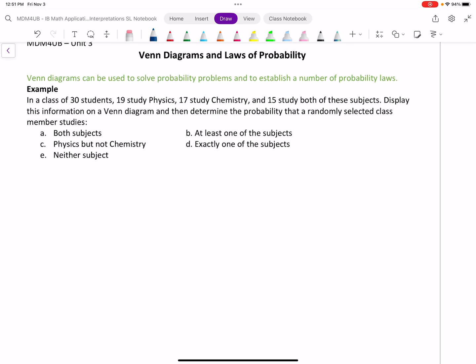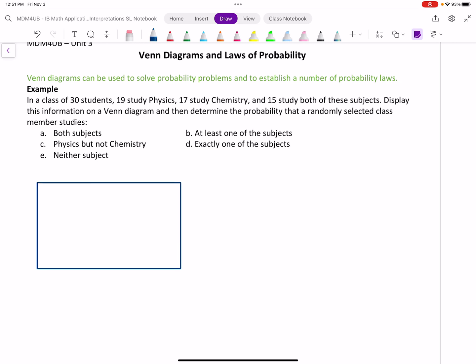Let's take this example. It says in a class of 30 students, 19 study physics, 17 study chem, and 15 study both these subjects. Display this information on a Venn diagram, and then determine the probability that a randomly selected class member studies the following. So let's start by creating the Venn diagram.